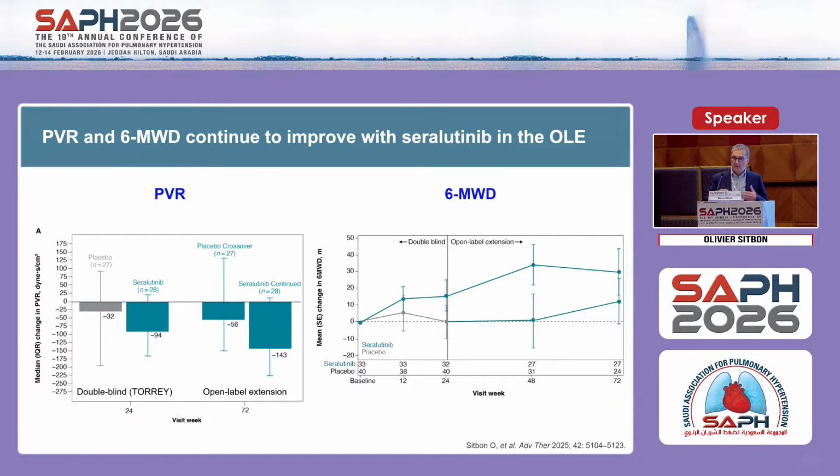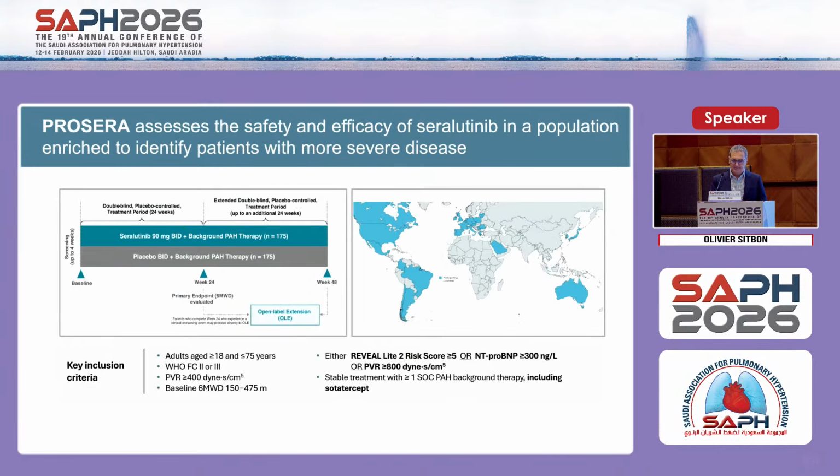In terms of open label extension, this is interesting because we observe a continuous improvement after the 6 months of the double-blind period. For the patients receiving seralutinib, we observe an improvement after 6 months, but this improvement in PVR continues on the long term, and after 72 weeks, we have an additional effect, at least on the pulmonary vascular resistance, but also on the 6-minute walk distance. Perhaps we have to wait more time to observe a beneficial effect with the drug.